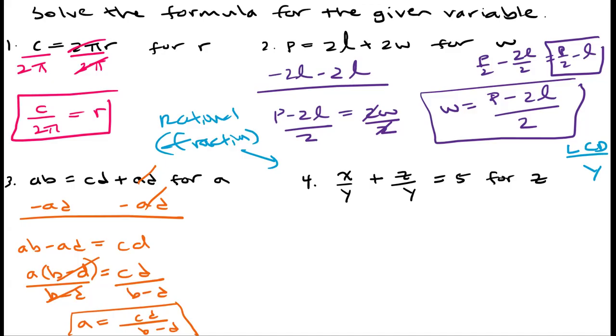Okay. So since I found my LCD, which is Y, I just multiply everything by Y. Multiply this by Y, multiply that by Y, multiply that by Y. And when I do that, they'll cancel out. This Y will cancel with this, leaving me with the X left over. This Y will cancel with this, leaving me with Z. And there's nothing to cancel here because there's nothing in the denominator. So I just leave it as 5 times Y. And then what's our last step?